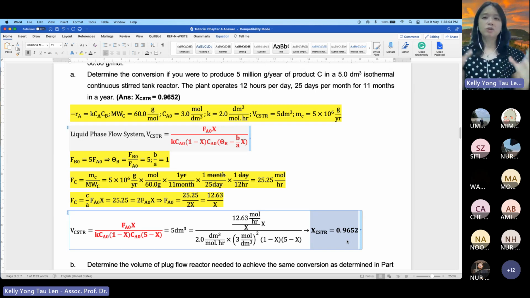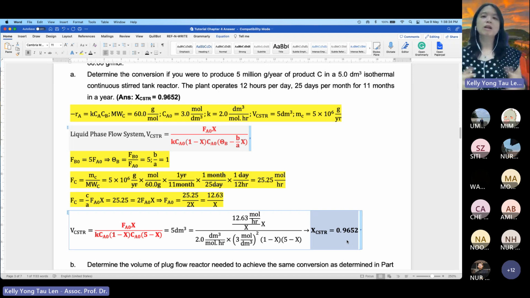syarat dia saya mesti produce 5 million gram per year of product C based on my limited operating time. So kita dapat tahu conversion dia sangat tinggi sebenarnya, 0.9652. So what is the implication of this? It means that tak semestinya reaktor kamu kena beroperasi 24 hours 7 days per week. Within that, meaning kamu dah boleh plan your operating hours of your plant based on this calculation.